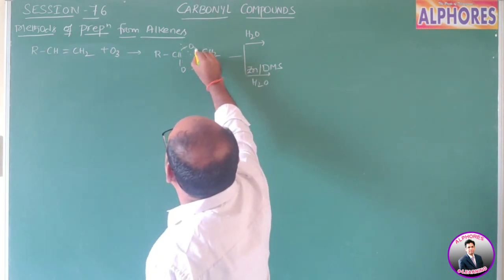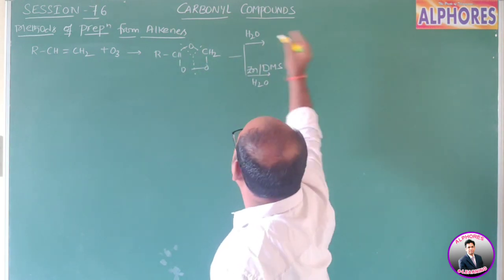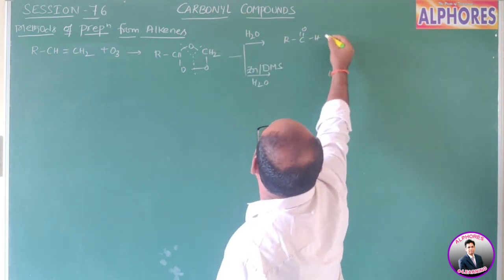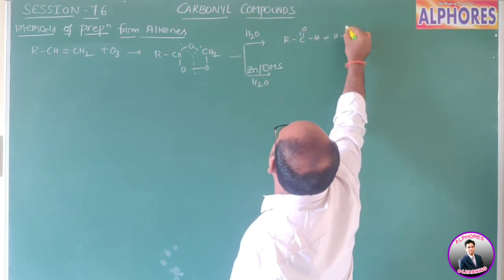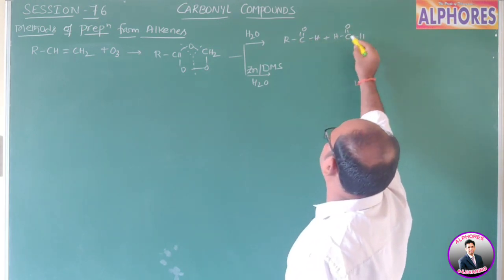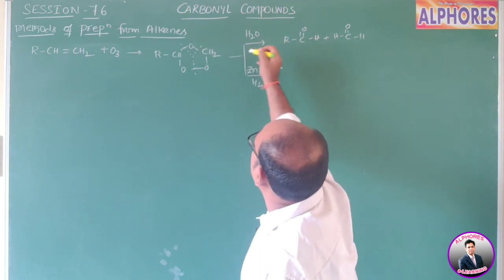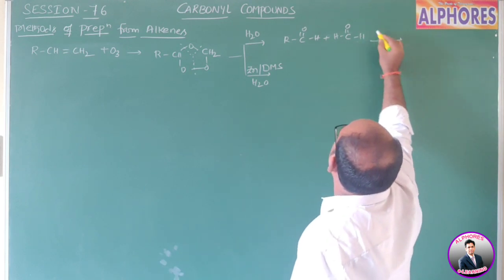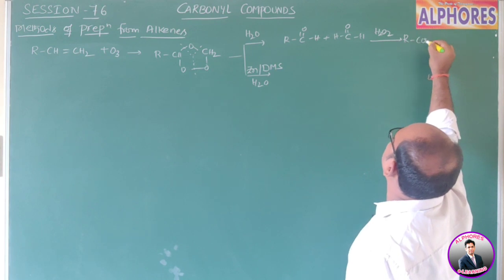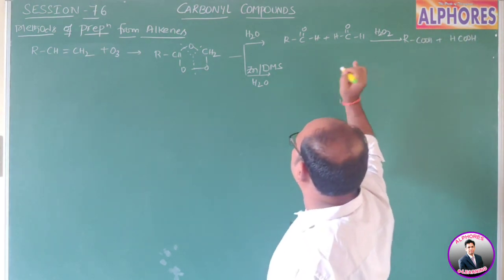Then what happened here? Ozonolysis takes place, breaking of bonds, giving RC=OH, RC=OH, and HC=OH. CH2O means HC=OH. Here both are aldehydes. This one is an aldehyde, this one is formaldehyde. And here, because water takes the oxygen and converts into H2O2, in presence of H2O2, which is an oxidizing agent, the formed aldehyde converts into carboxylic acid, and formaldehyde also further converts into carboxylic acid.